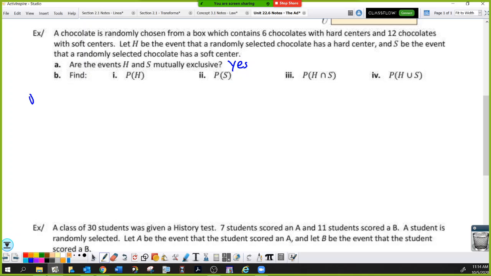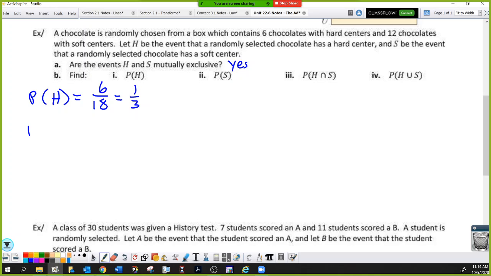What is the probability that we select a chocolate with a hard center? Well, how many chocolates with hard centers are there? 6. And how many total chocolates are there? 18. We can reduce this to 1/3 if we want to. Remember, sometimes you don't want to reduce because you're going to be asked questions that require you to add and subtract fractions, which means you kind of want a common denominator.